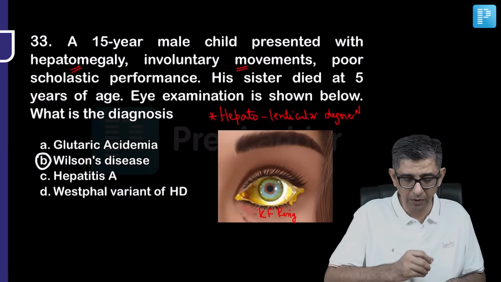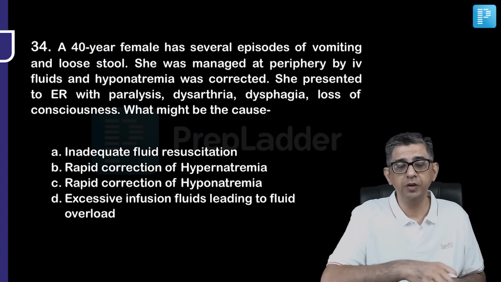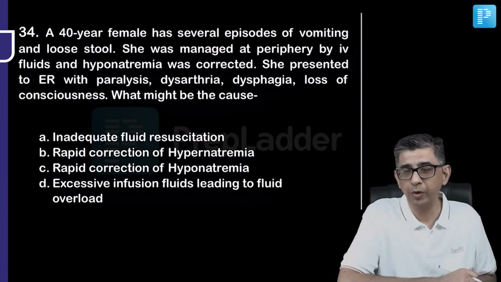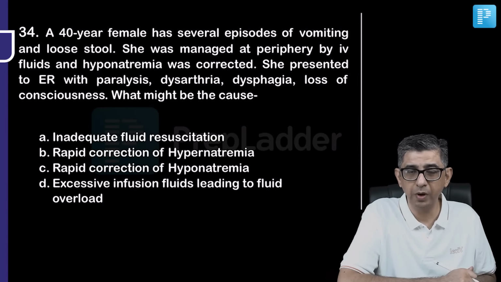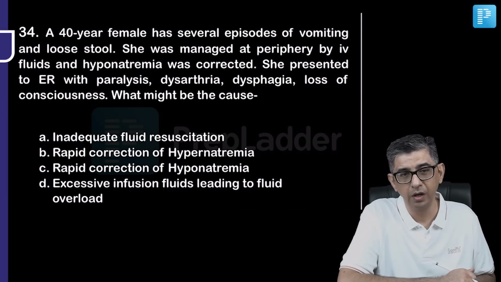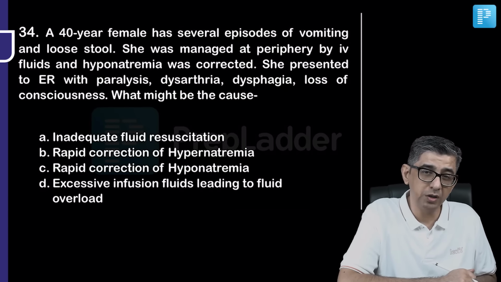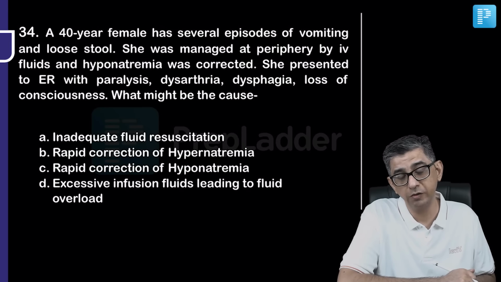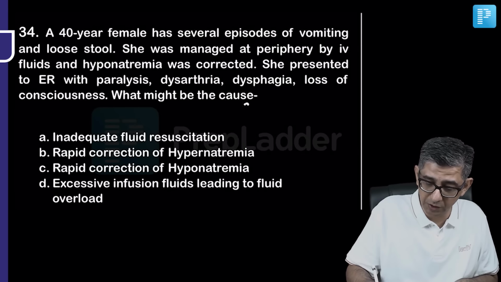Moving to the next one. A 40-year-old female has had multiple episodes of vomiting and loose motions. She was managed at the periphery by administration of IV fluids and hyponatremia was corrected. Now she is presented with paralysis, dysarthria, dysphagia, loss of consciousness. So stroke-like manifestations are there.